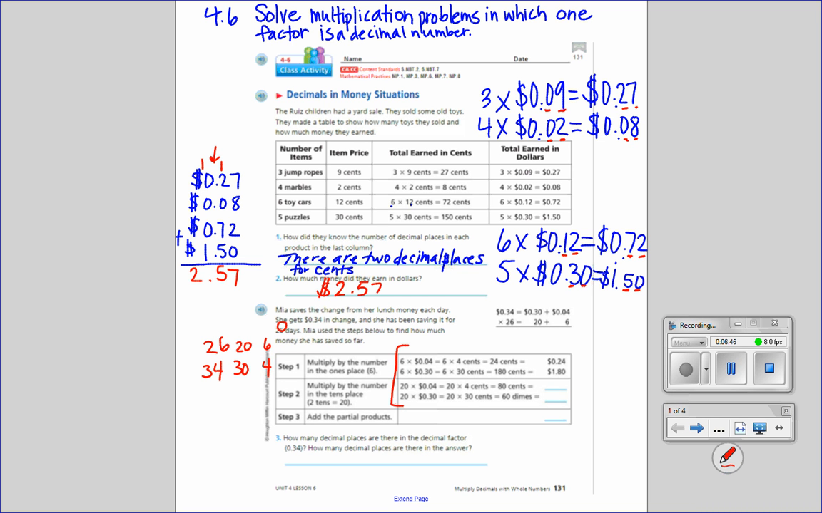So 6 times 30, that's another one we can do really easily. 6 times 3 is 18. Add the 0. We have $1.80 and 24 cents.